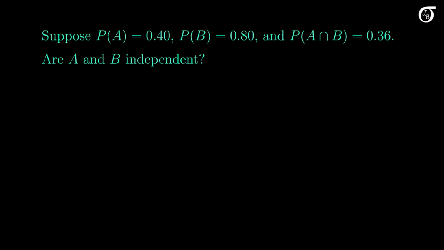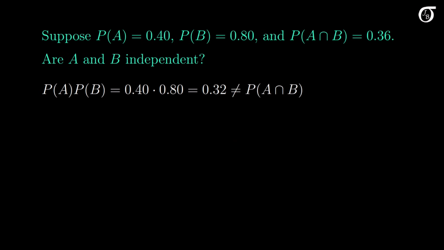independence is easiest to check by checking whether the probability of the intersection is equal to the product of the individual probabilities. Here, the product of the individual probabilities is 0.4 times 0.8, or 0.32. This is not equal to the probability of the intersection, which is given as 0.36, so A and B are not independent. The probability of the intersection is greater than it would be under independence, so A and B have a greater probability of both occurring together than would be the case under independence.